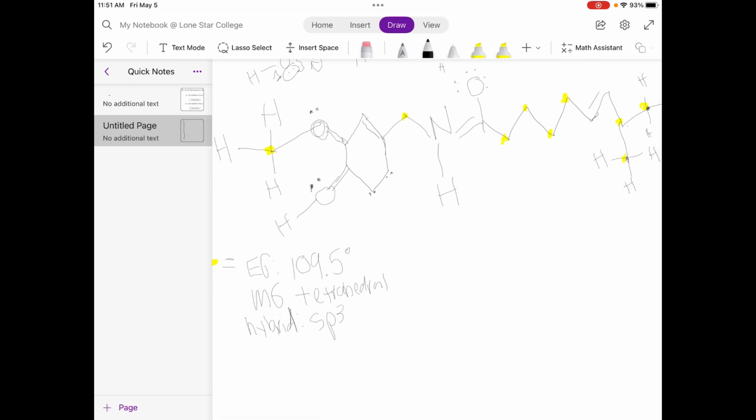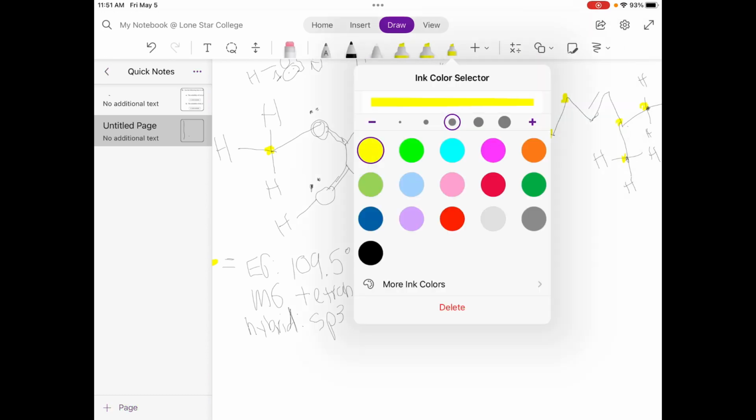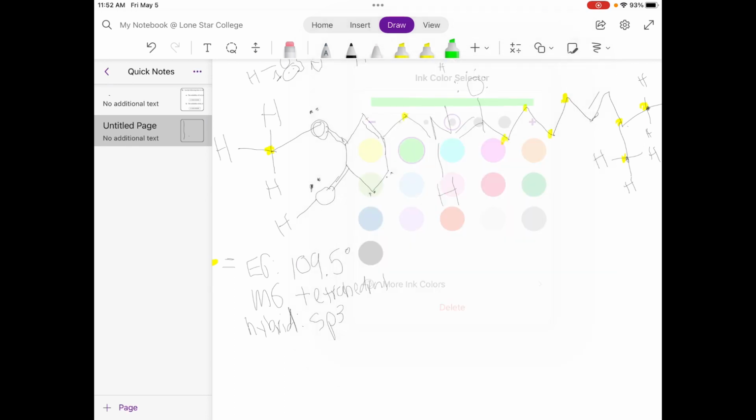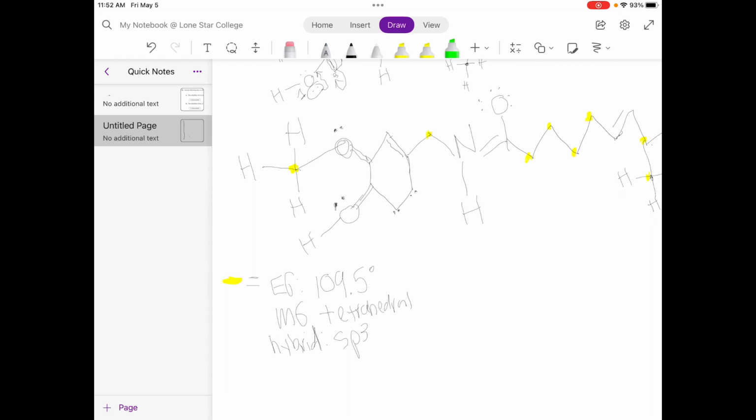Alright, now I'm going to do all the trigonal planars. For that, I'm going to use green. Once I find all the trigonal planars, I'm going to state it too that this is green. So this is actually a trigonal planar because there's an invisible hydrogen. It has 3 shared atoms, 0 lone pairs, making it a 3, and no lone pairs.